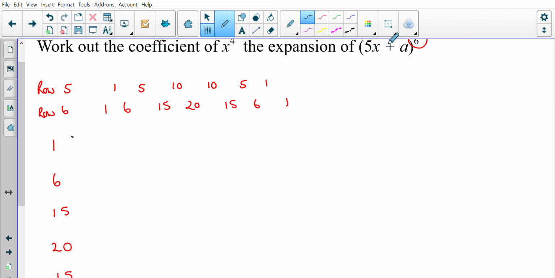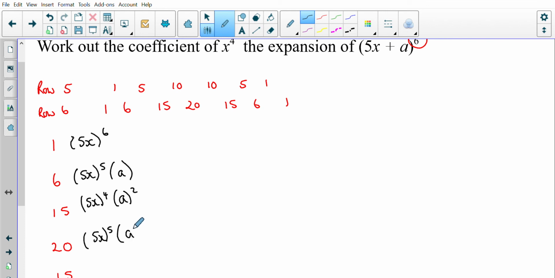So we start off with the first term 5x, and that's going to be to the power of 6. Then here we're going to have 5x, reduce the power by 1, and then introduce the a. Now the next one would be 5x to the 4, and I'd get a squared, and then I'd get 5x to the 5 and a cubed.